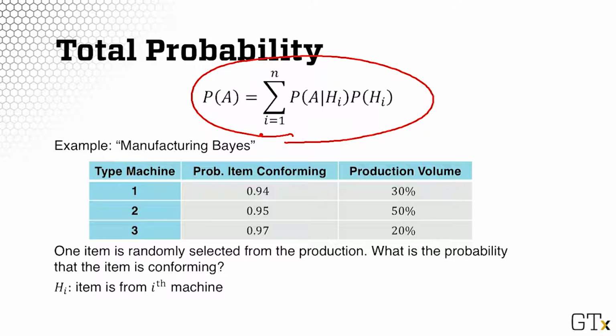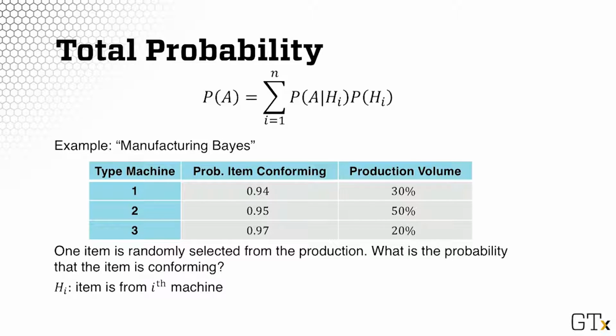Now let's illustrate this with an example. Let's call it manufacturing base. And the story goes like this. You have the production of a particular item in a factory, and only 3 types of machine produce that item: 1, 2, and 3. Now, the item could be conforming or not conforming. Machine 1 produces a good, conforming item with probability 0.94. Machine 2 produces a good item with probability 0.95. And machine 3 produces a good item with probability 0.97, as in the table.